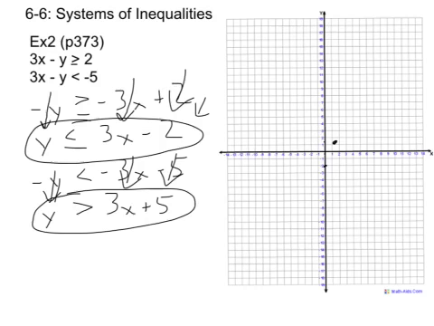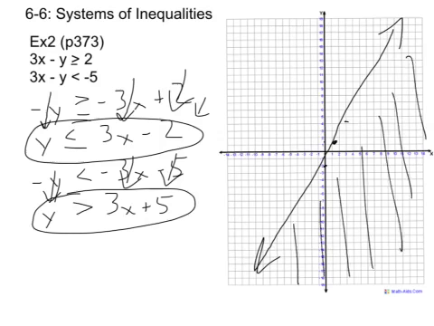1, 2, 3, whoops, 1, 2, 3, and over 1. And it's going to come up like that. And this is not perfect because I don't have the precision that I need with this. But it's going to be a solid line, so it's going to come down like this. And I want everything underneath it because it's less than or equal to. So I'm going to shade everything underneath it. There we go.